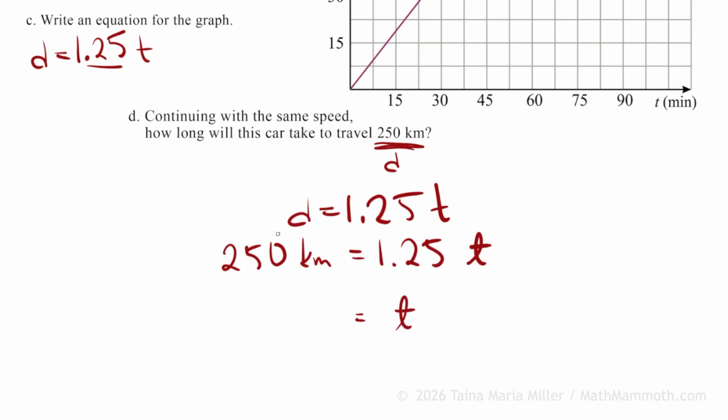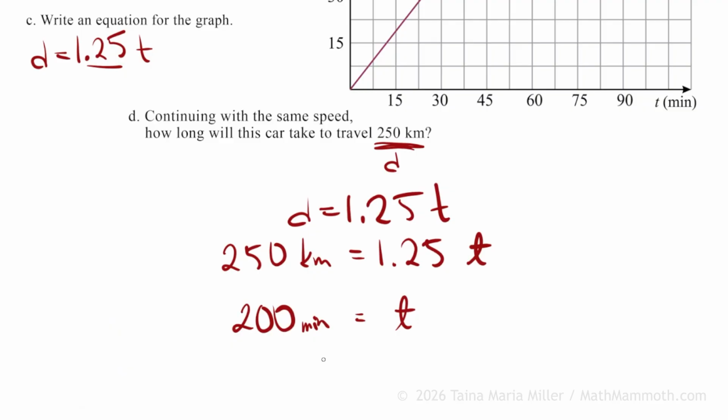If I divide by 125, this would be exactly 2. But since it is a decimal, I will actually get 200. Now, what unit is this 200 in? Our equation had to do with minutes and kilometers. So this is minutes now. It's time. So 200 minutes.